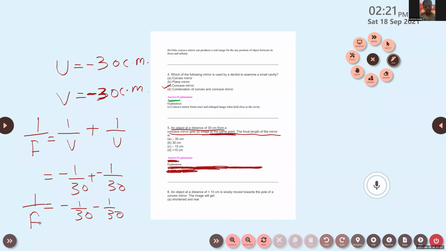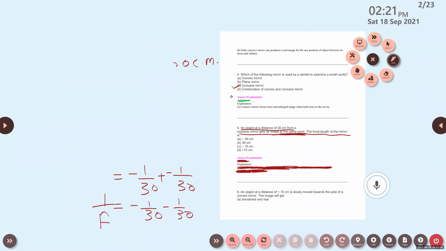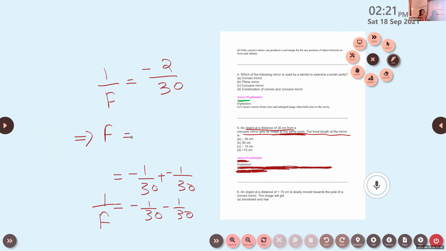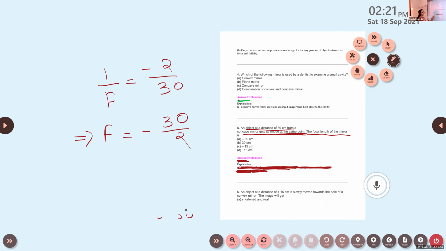What is its answer? 1 by F is equal to minus 1 minus 1, that is equal to minus 2 by 30. 1 by F is equal to minus 2 by 30, which implies F is equal to, take the reciprocal, minus 30 by 2, which is equal to minus 15 centimeter. So which option is right? Is it D or C? Option C. Option C is right.